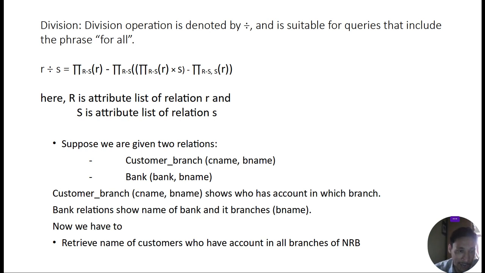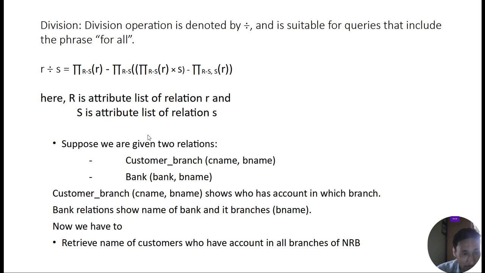Here capital R and capital S represent the attribute lists of relation R and relation S respectively. Relations R and S are represented by small letters. Capital R and capital S mean the attribute lists. Here R minus S indicates we have to take the difference between the attributes of relation R and the attributes of relation S. This means it is the difference between the attributes of one relation and another relation.